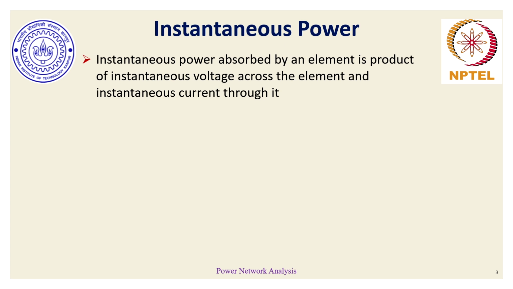As the slide shows, instantaneous power is absorbed by an element. By element, I will specifically mean a resistor, inductor or a capacitor or a combination of R, L and C. In those elements, how is instantaneous power evaluated or defined? So instantaneous power is nothing but the product of the instantaneous voltage drop across that element and the instantaneous current which is flowing through that particular element.